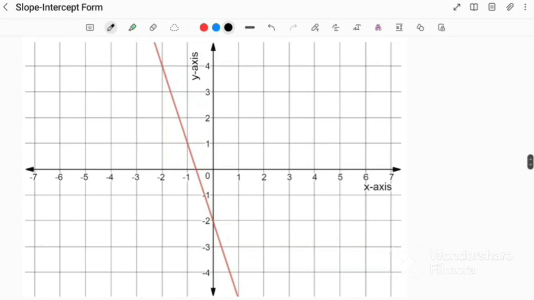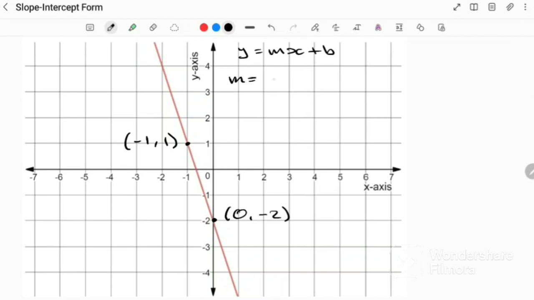Go ahead and give this one a try. I'm going to get into solving it. The first point I'm going to pick is this one, it's 0, negative 2. And the second point I'm going to pick is this, that is negative 1, 1. Now we want it in the slope intercept form, which is y is equal to mx plus b.